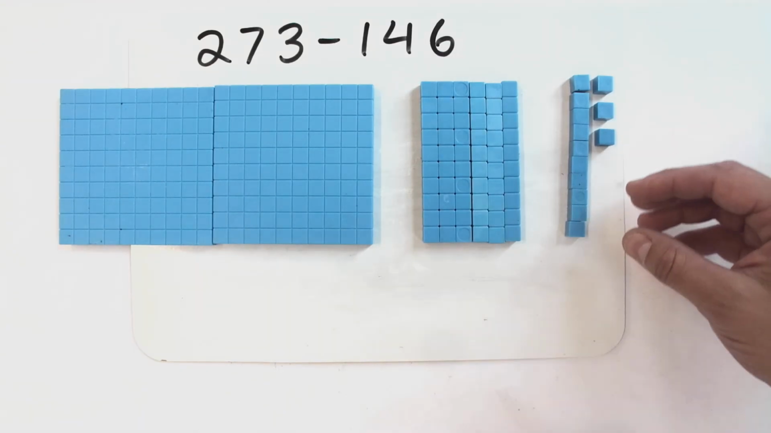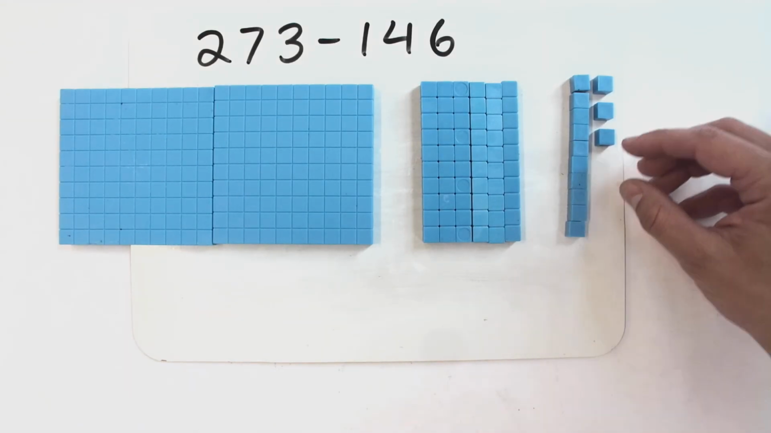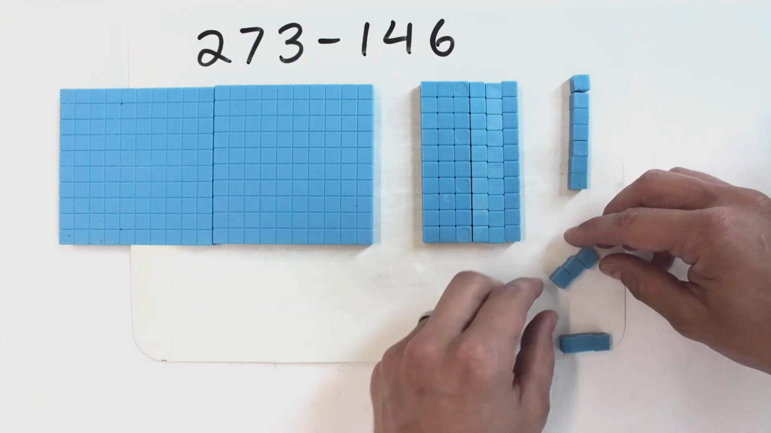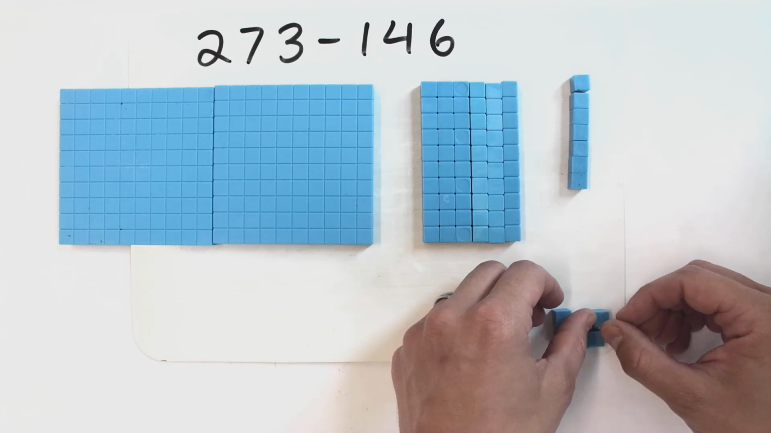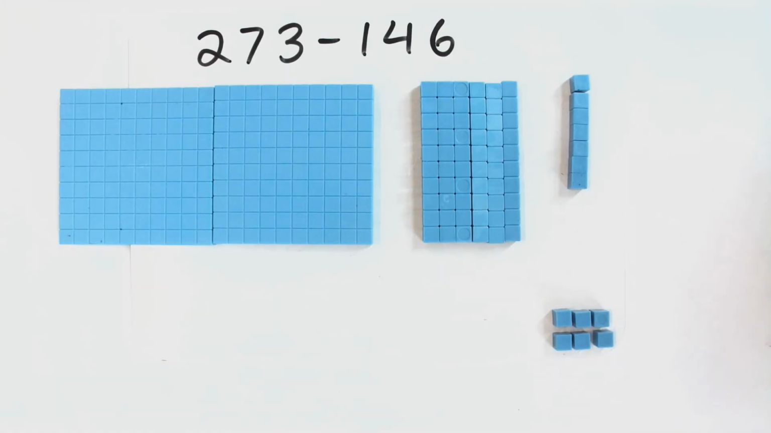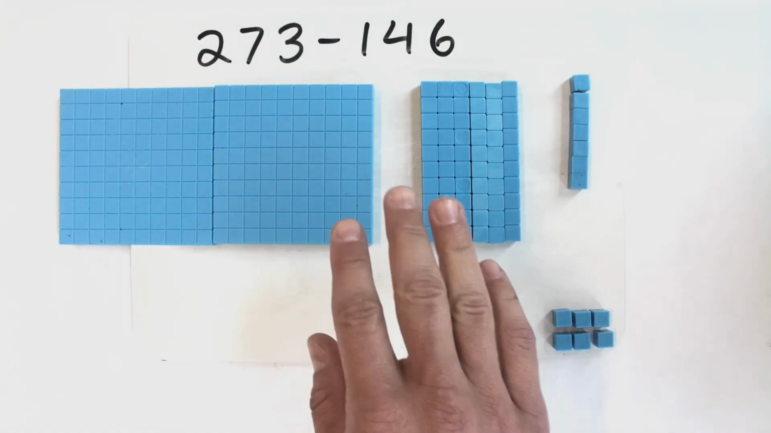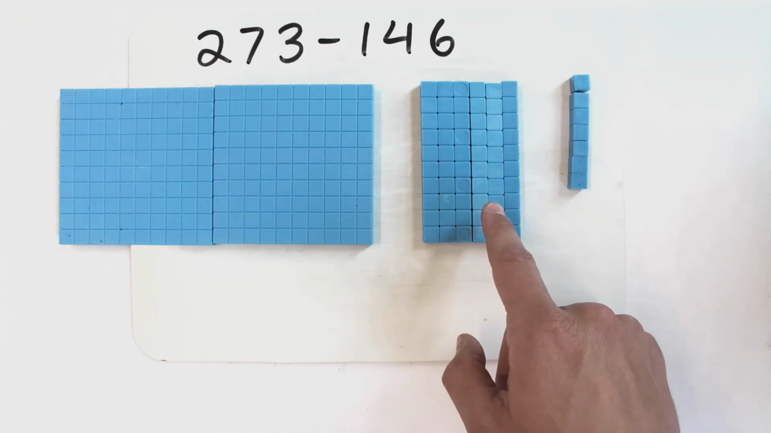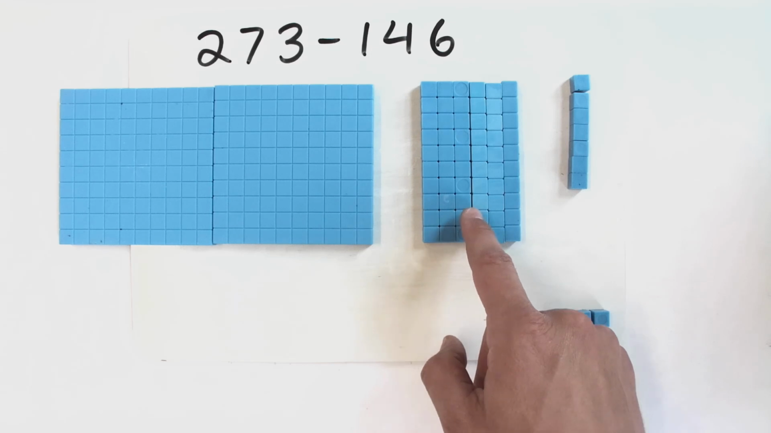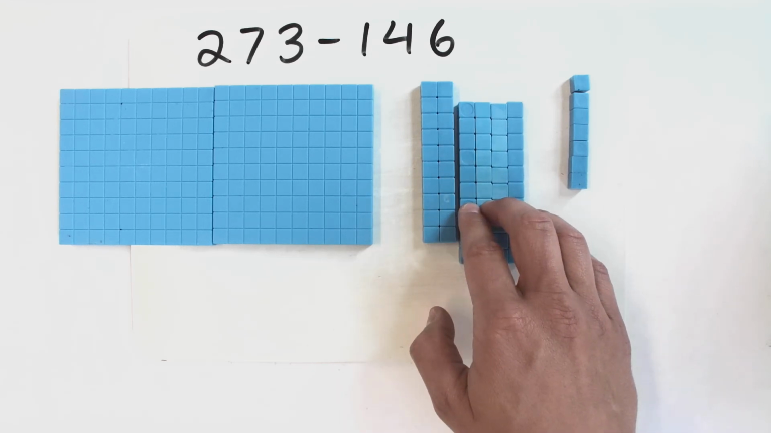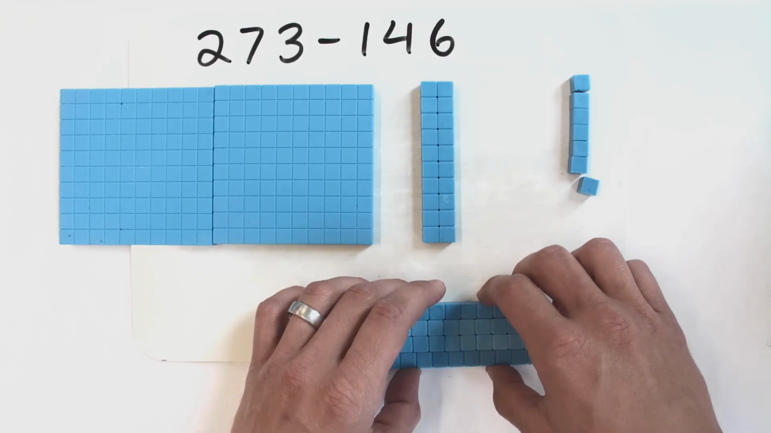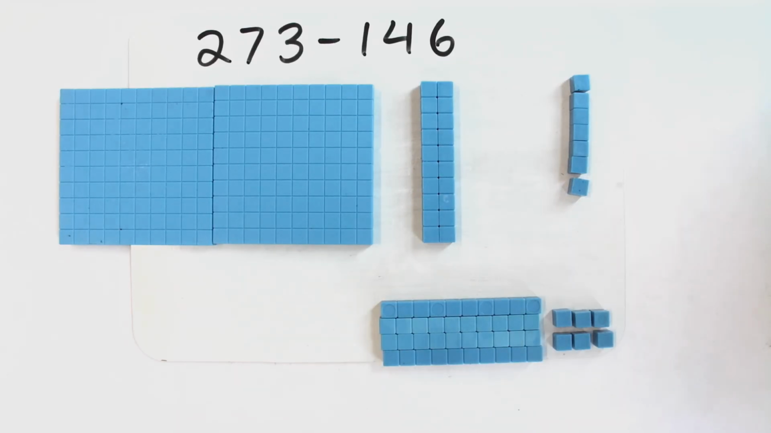Now we can take away 6 1s. So I'll take these 3, and another 3. I'll space those out a little so you can see them. So we have 6 1s. We're trying to subtract 146, and so far we've subtracted 6. We need to subtract 4 10s. We have 6 10s still in that model, so we can just subtract 4 of those. Now we've subtracted 46.